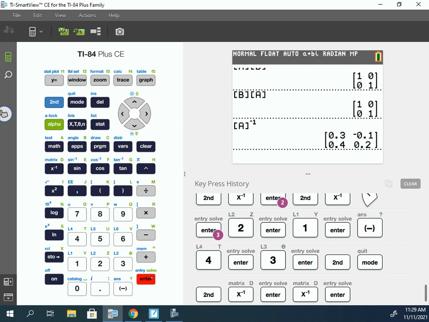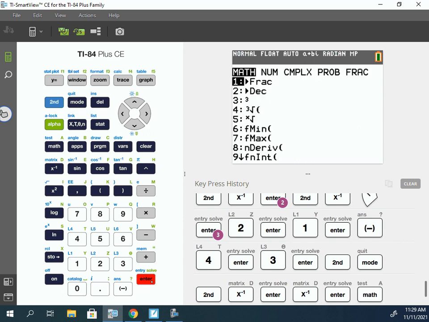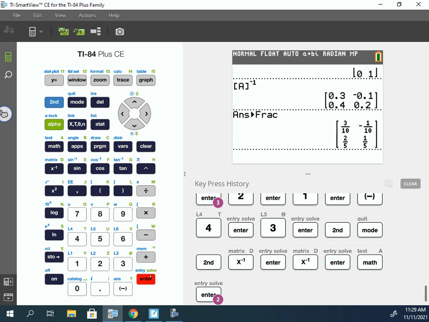Now, all of our answers so far have been what? Fractions. They gave us decimals, so how can we fix that? Math, enter, enter. So the inverse of this matrix is 3/10, negative 1/10, 2/5, and 1/5. And really, it's just telling us that the two denominators, the 2/5 and 1/5, had a common factor with 10 that caused it to reduce. Yeah, we'll go on and reduce it if we can.